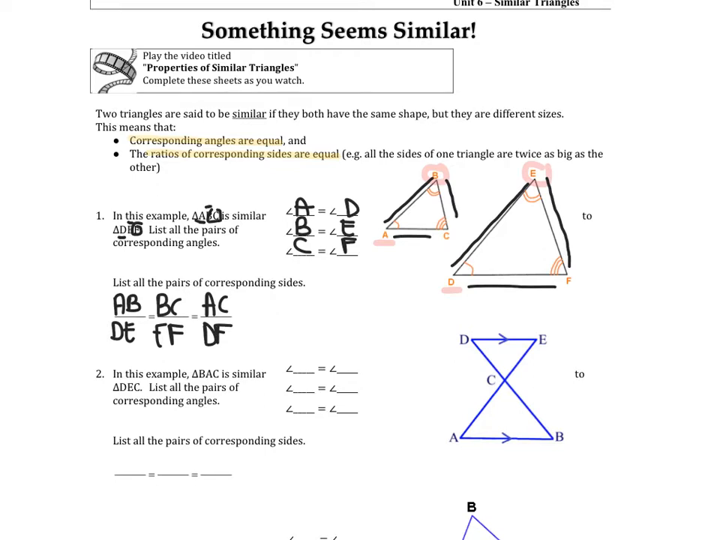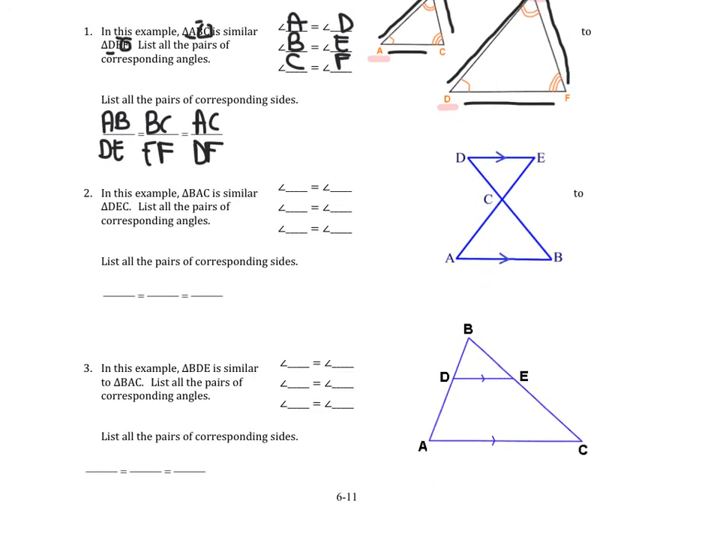And that's it. Okay. All the angles are equal, and then the corresponding sides, if I were to create ratios out of them, all the ratios would be equal to each other. Let's look at another one. Triangle BAC is similar to DEC. List all the pairs of corresponding angles.